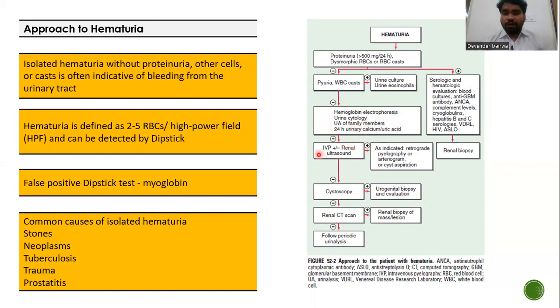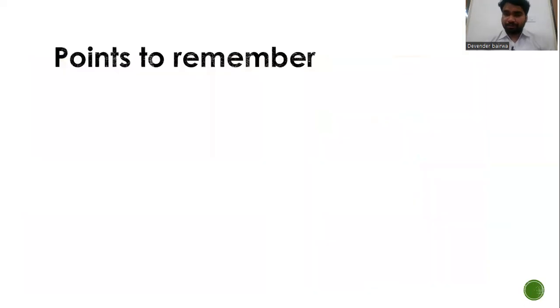You can go for a scan, IVP or renal USG. If indicated, you can look for retrograde pyelography or arteriogram or cyst. If a cyst is there, you can aspirate it and see if the cyst is the cause. Suppose you find nothing in all these, then you can go for a cystoscopy. If you find any problem in your bladder, then you can go for a biopsy evaluation. Then you can go for a renal CT scan to see any renal mass. If you don't find anything, and especially if your patient is stable and the amount of bleed is very little, you can periodically follow up your patient.